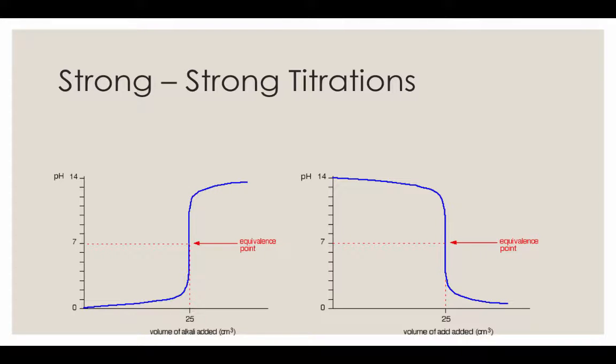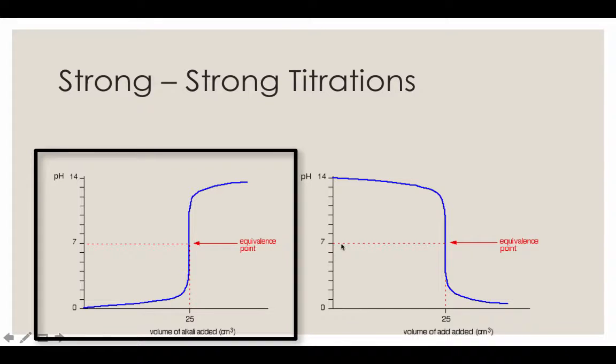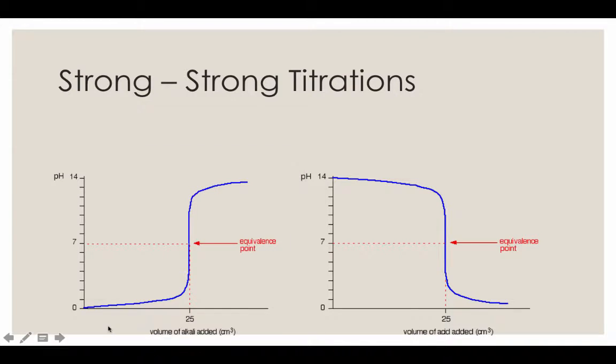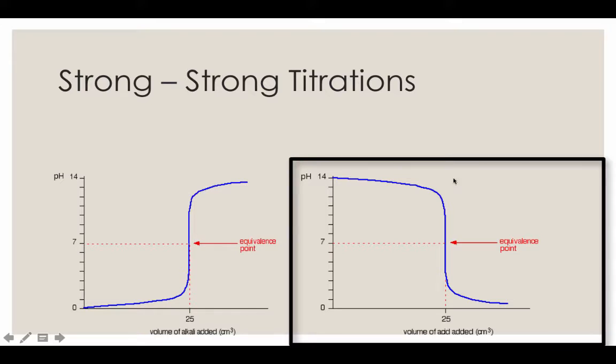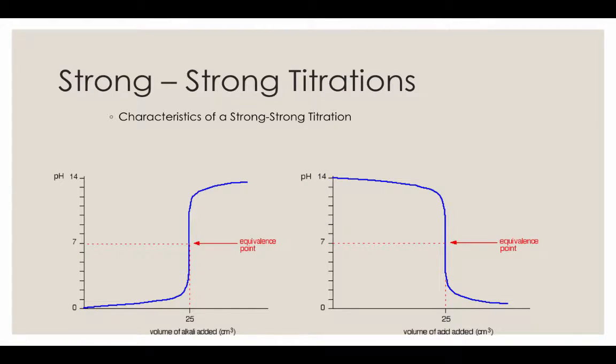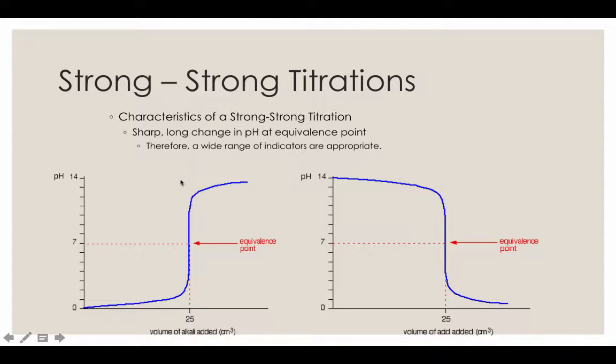When we say strong, we're referring to a titration of a strong acid with a strong base, as seen in the curve on the left, or a titration of a strong base with a strong acid, as seen in the curve on the right. In titration curves for strong titrations, we see a very sharp, long change in pH at the equivalence point. Due to the fact that the equivalence point spans a wide range of pH values, there are a wide variety of indicators that are appropriate for strong titrations. We'll look at indicators a little later in this video.